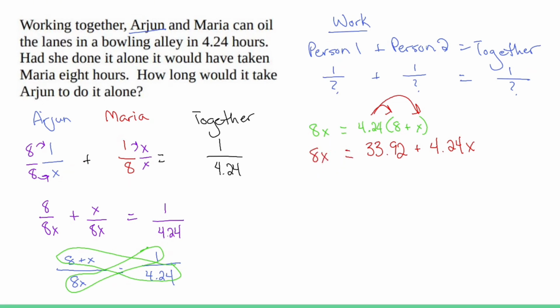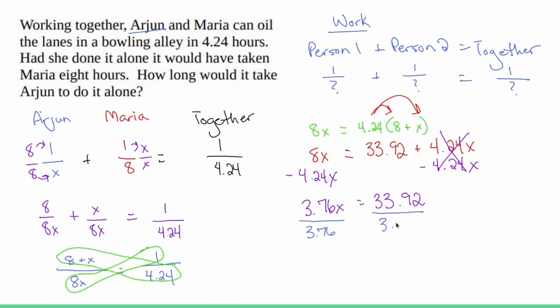I'm going to subtract both sides. Since I have x's on both sides of the equal sign, I'm going to subtract 4.24x from both sides to get rid of the variable on the right. That crosses out. 8x minus 4.24x is 3.76x, I hope. Now I have 33.92 on the right side. In order to finish the problem, we need to divide both sides by 3.76 to get rid of the number in front of x.